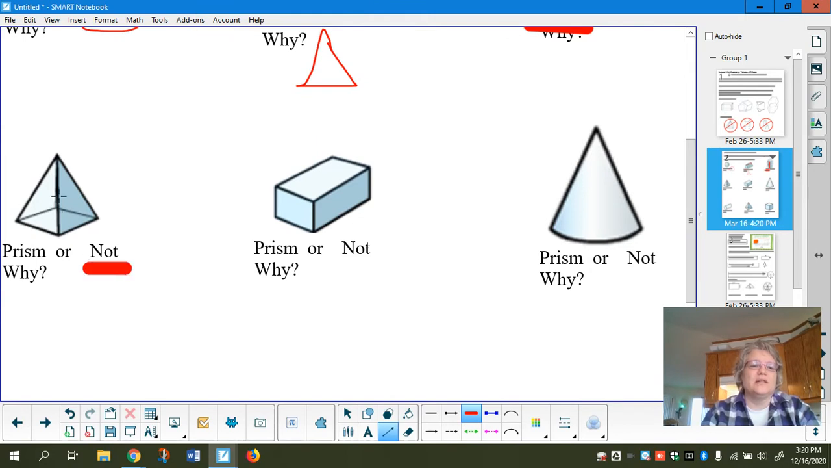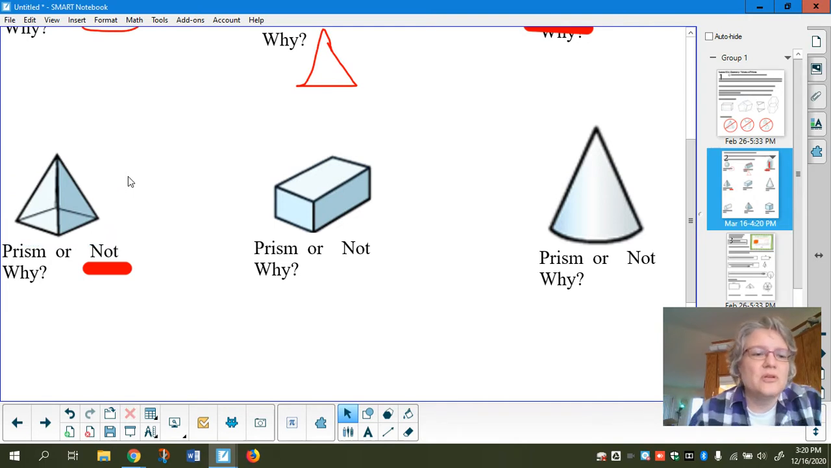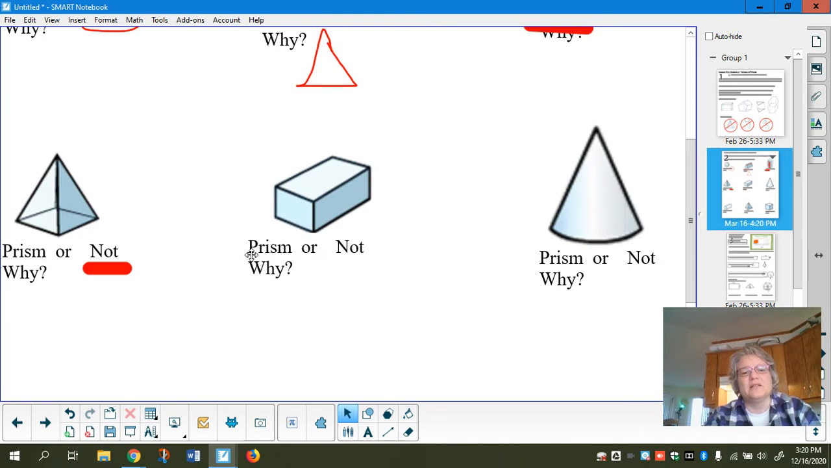No. Why not? Because it has a pointy tip. Pointy tips don't make prisms. You have to have the same base on the bottom and the top. Is this a prism? You bet it is.